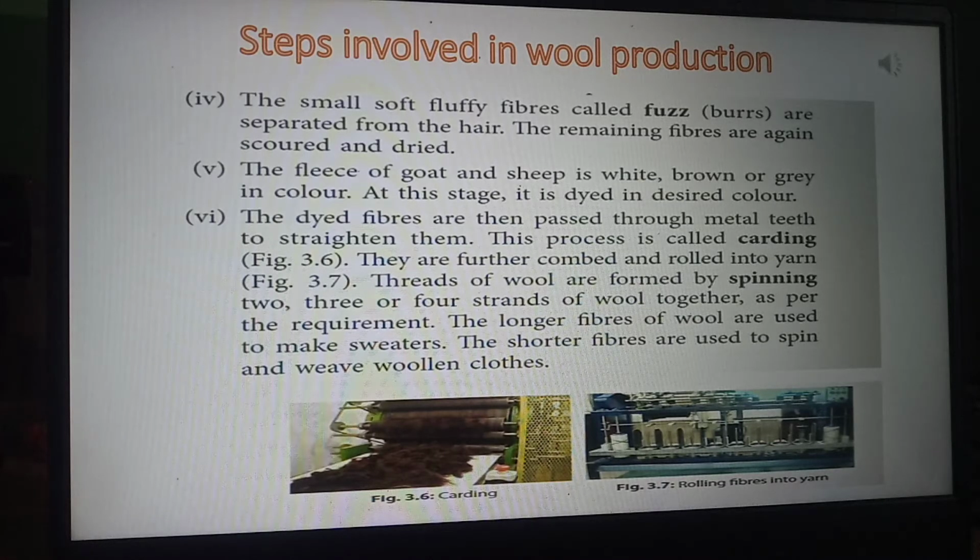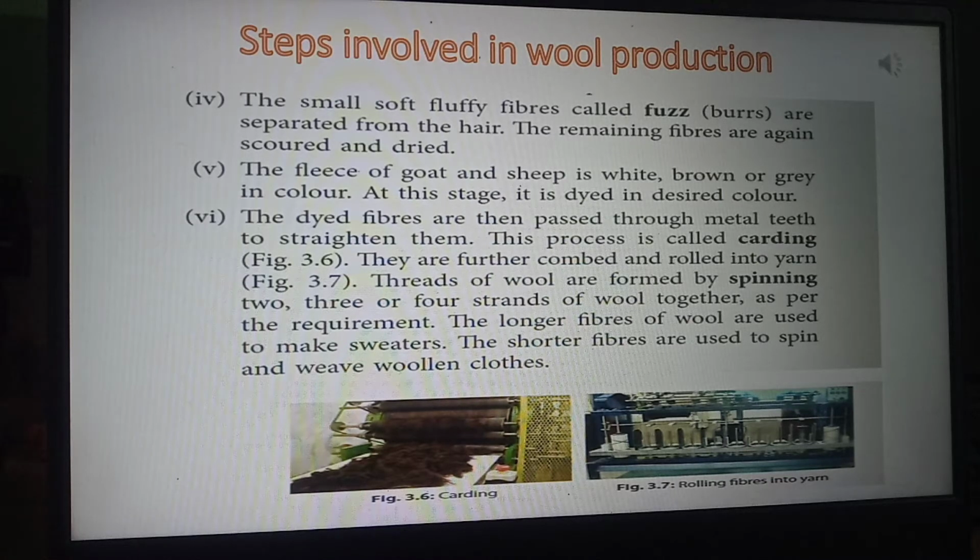The second process was scouring. What happens in scouring? The sheared skin, that is the shaved off skin, is washed thoroughly in tanks to remove grease, dirt, dust, etc. This process is known as scouring. Scouring means washing. Okay.